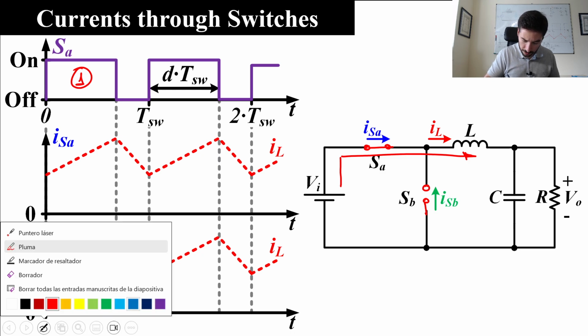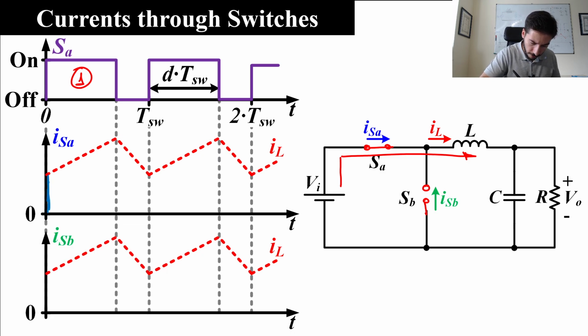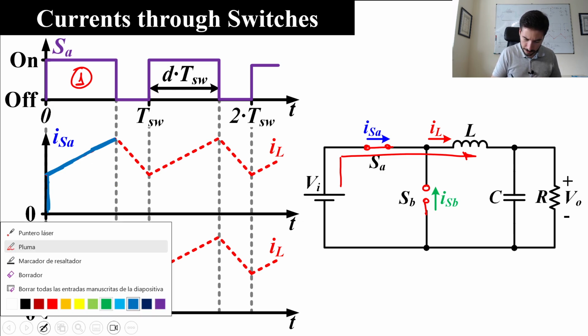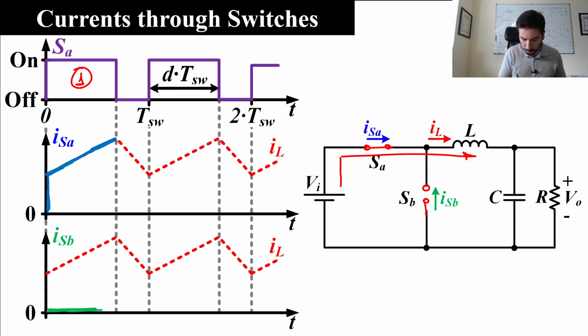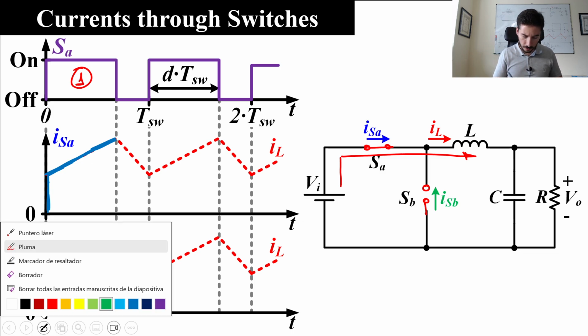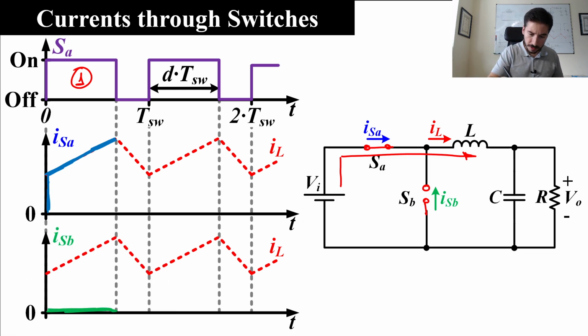So let me draw this. We have something like this, but let me put this, and in this case we have 0. Now what happens in state number 2? State number 2 is this one.